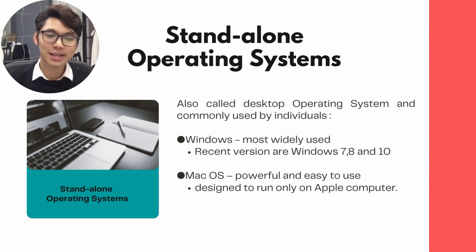Now we move to the second category of operating system, which is the standalone operating system. A standalone operating system is an operating system that works on devices such as a notebook, desktop computer, or laptop. A standalone operating system provides an entire working framework compared to other operating systems. Microsoft Windows and Mac operating system are some examples of standalone operating systems.